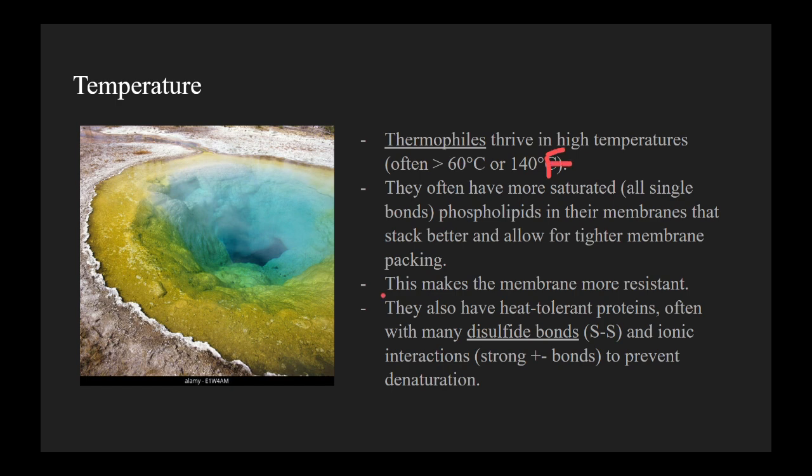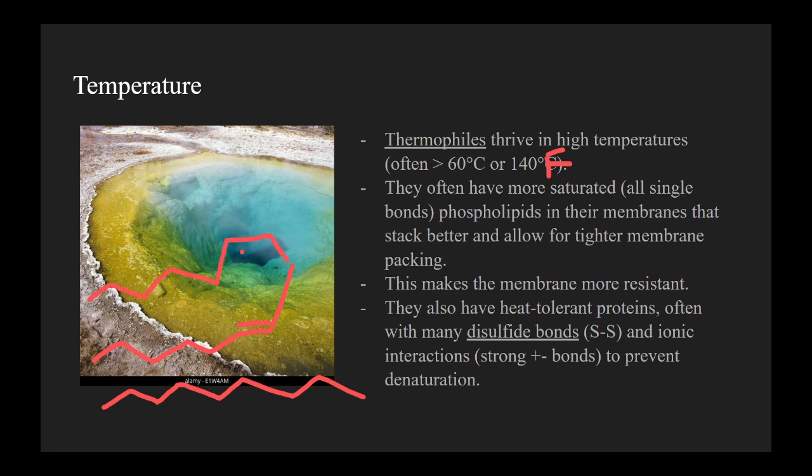Great. Okay, and their membranes need to be relatively strong, and the phospholipids need to be tightly packed together, because the heat is going to try to separate and melt away the bonds between them, right? So what happens is that these thermophiles often have more saturated phospholipids. And remember, saturated phospholipids are all single bonds, so they have that uniform zigzag conformation, whereas unsaturated, where there's a double bond, sometimes these can have kinks within the chain like this or like this, right?